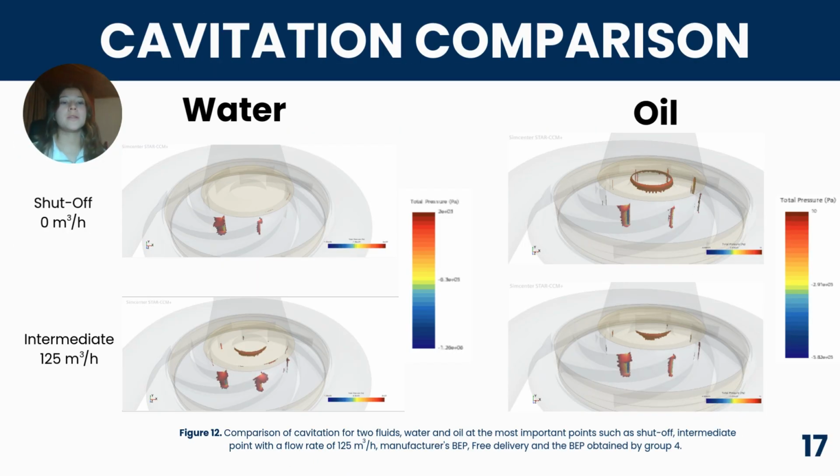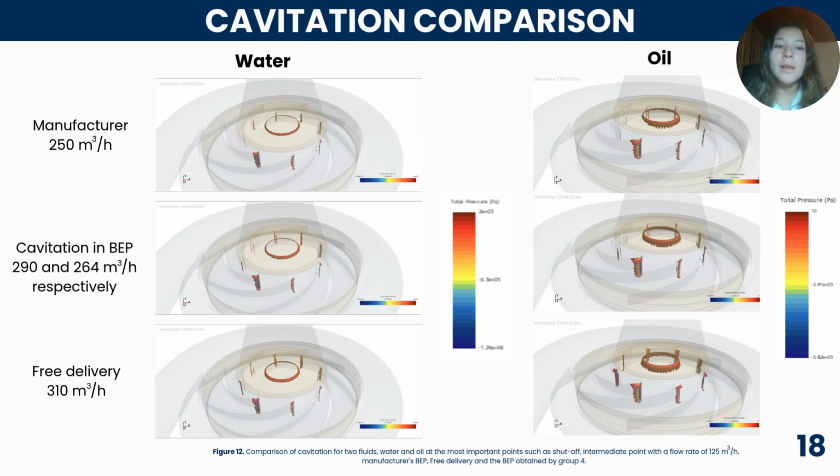As we know, water has a lower viscosity and higher vapor pressure compared to oil, making it more susceptible to cavitation. That's why we compare important points of the pump performance curve, such as shutoff, an intermediate point when the flow rate was 125 cubic meters per hour, the manufacturer's BEP and our BEP, and finally the free delivery. With this in mind, the simulation with water presents greater cavitation than those with oil. This can be seen in the red area that represents the higher pressures. These are most visible for oil.